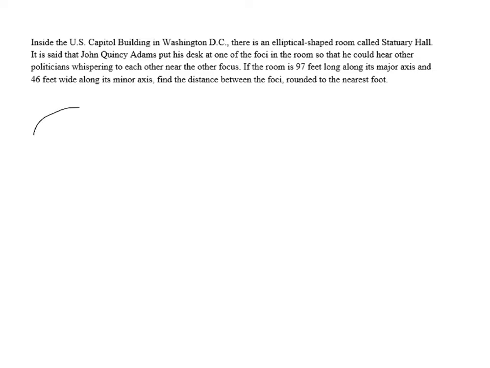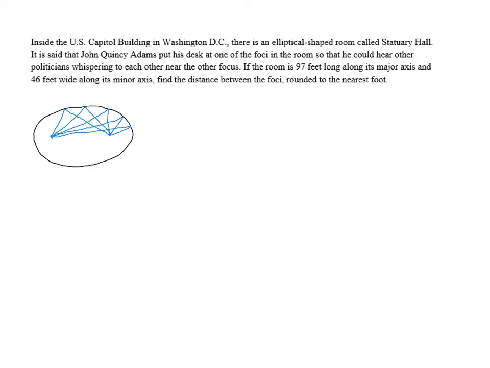So effectively, we have a room that's shaped like an ellipse. And what happened was John Quincy Adams put his desk at one of the foci because people who were standing near the other focus who were talking would have their sound waves from their voices bouncing off the walls and all being reflected toward John Quincy Adams' desk. So this was a way that he could spy on people on the other side of the room.